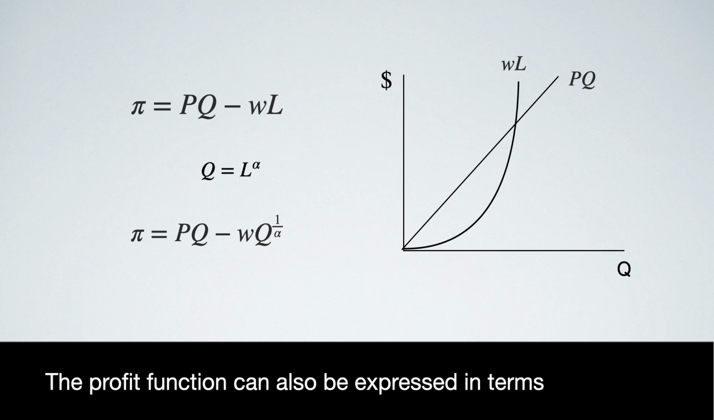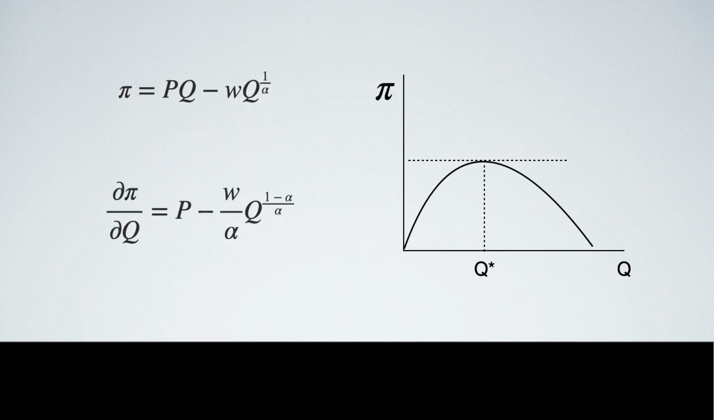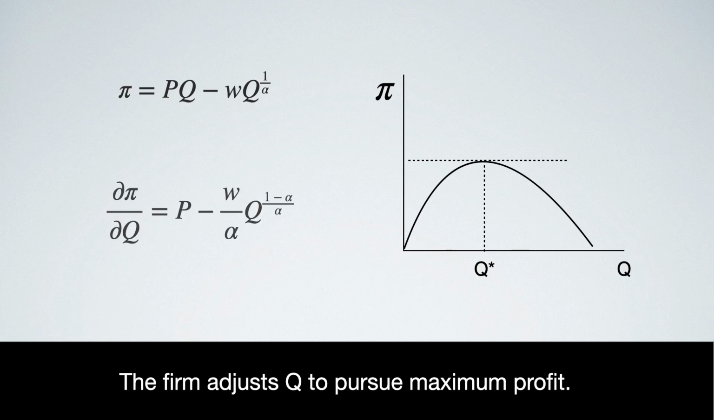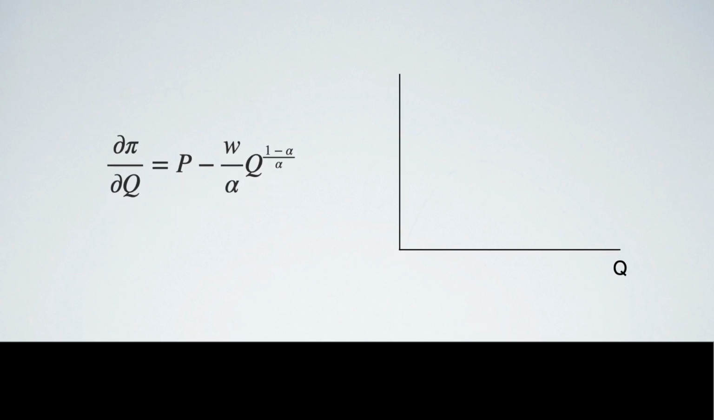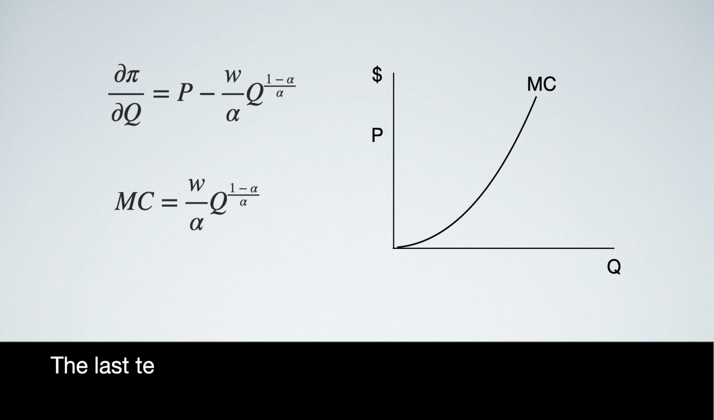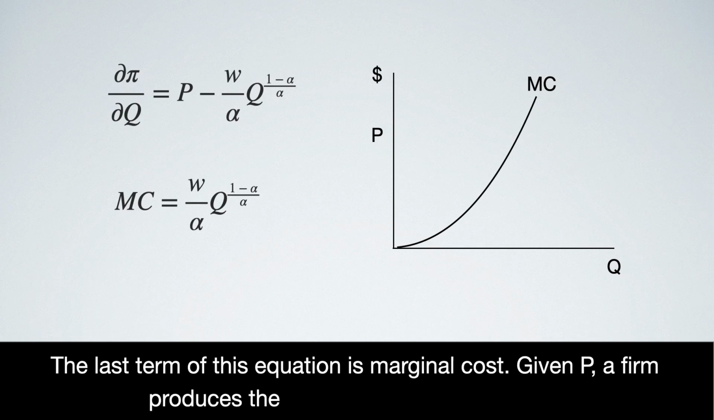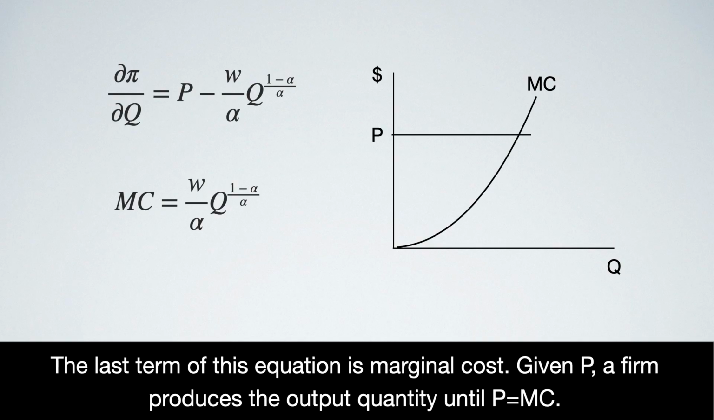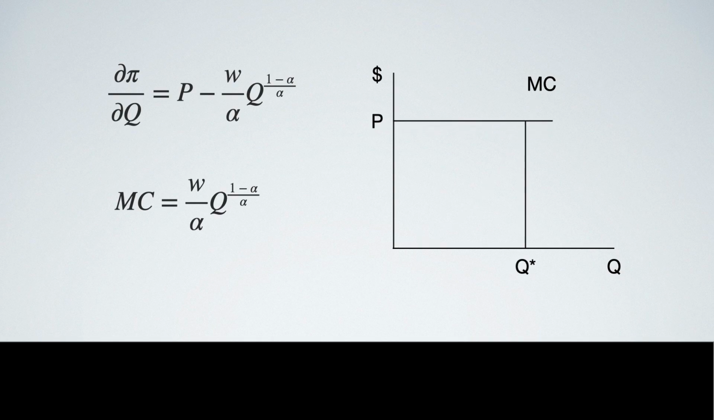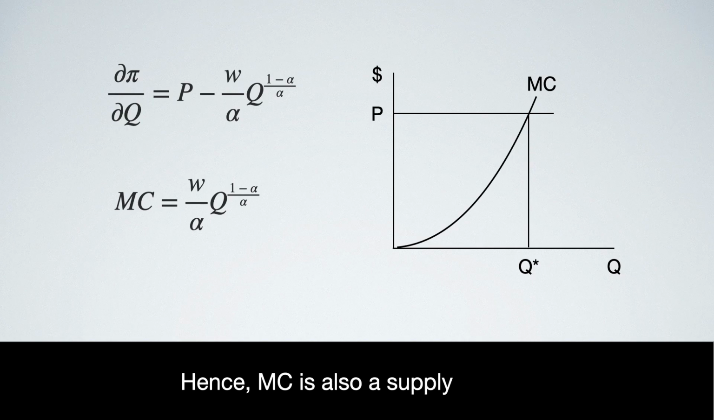The profit function can also be expressed in terms of Q only. The firm adjusts Q to pursue maximum profit. The last term of this equation is marginal cost. Given P, a firm produces the output quantity until P equals MC. Hence, MC is also a supply function.